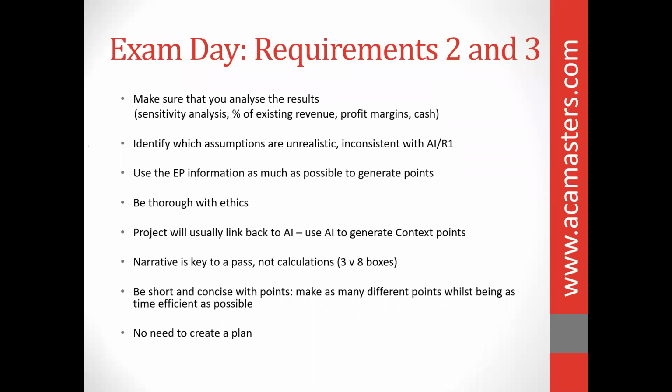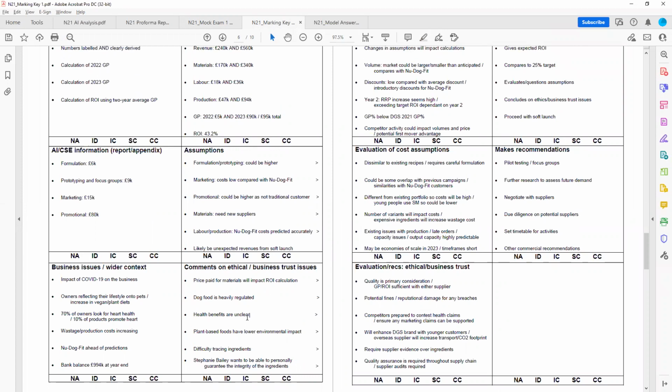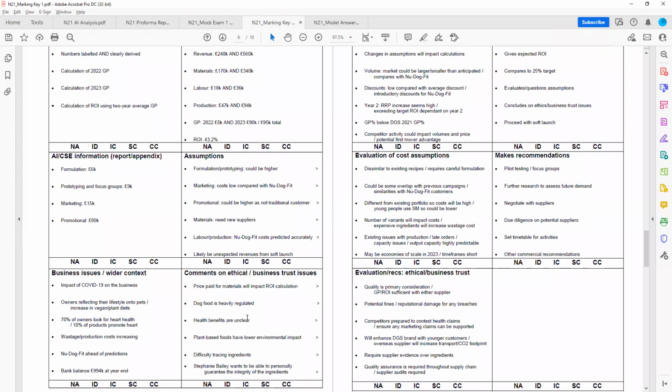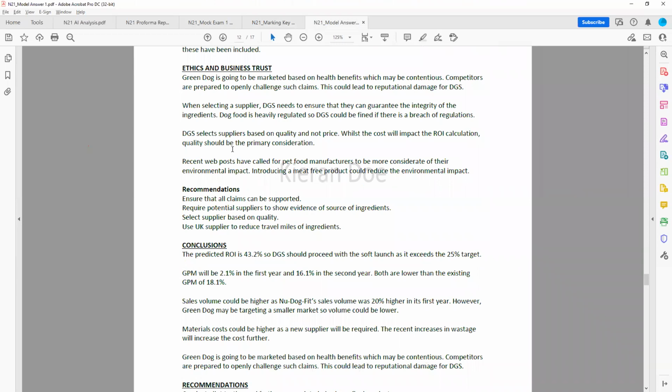So it's really important to be thorough with ethics. When ethics comes up, it will be 2 boxes. And it tends to be there's like 5 or 6 different ethics issues. There's 11 boxes, 2 are for ethics. Really important that you get as many points down for ethics as you can. So try to identify as many different ethics issues and be thorough with it as well. Don't just say what the issue is. Say what the impact could possibly be for the company in question.